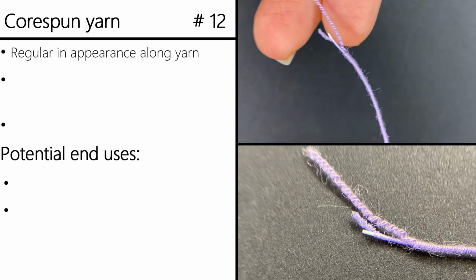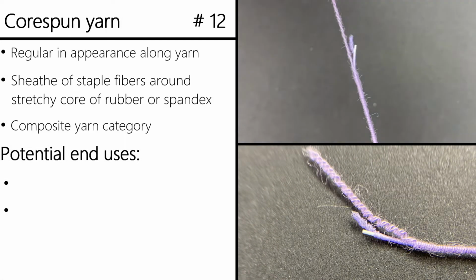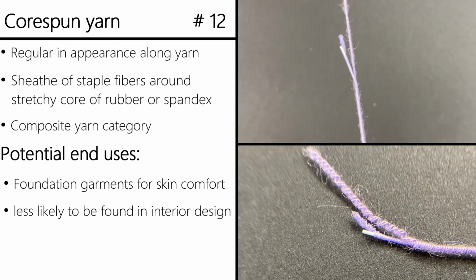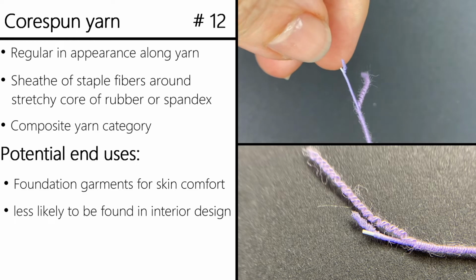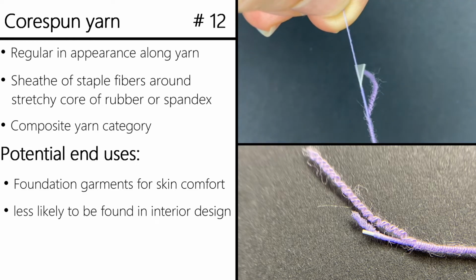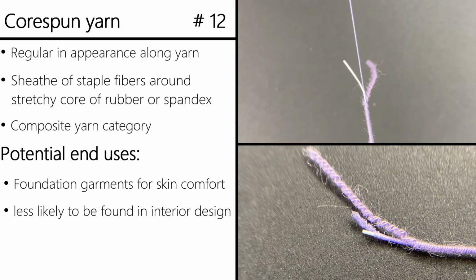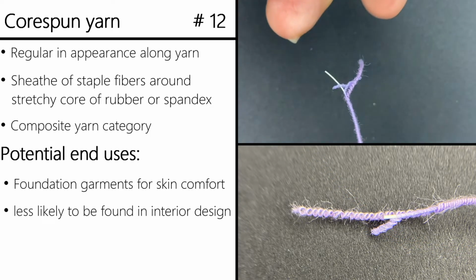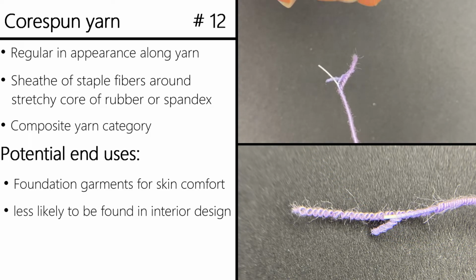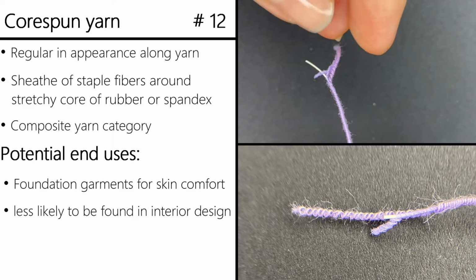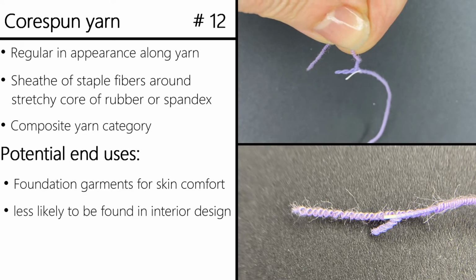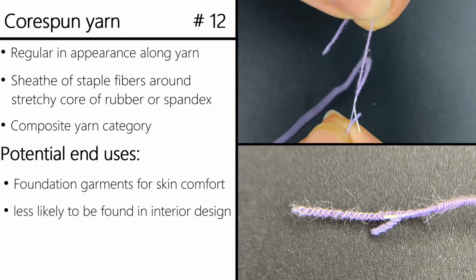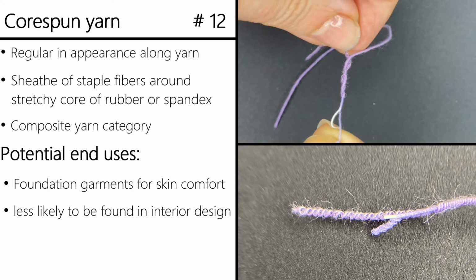The only composite yarn we have to discuss is sample number 12, which is core spun. Composite yarns are regular in appearance along their length and have both staple and filament fiber components. Core spun is essentially a sheath of staple fibers encasing a stretchy inner core, such as spandex or rubber. This is a yarn you'll find much more in apparel than in interior design, especially in foundation garments to make them more comfortable against the skin.